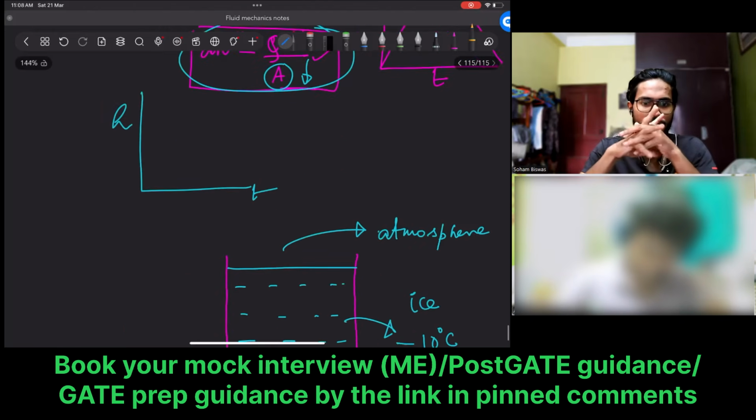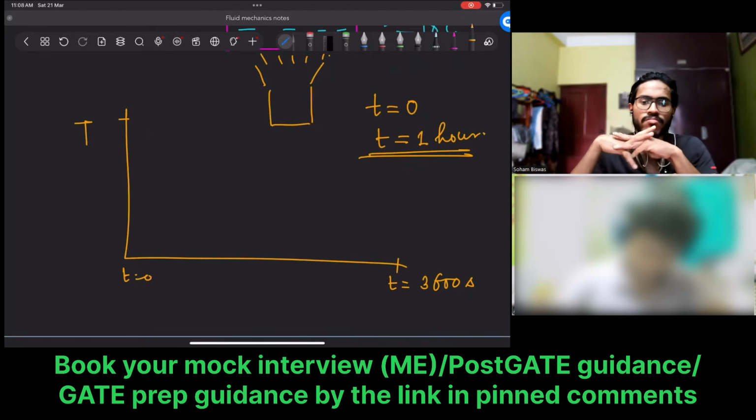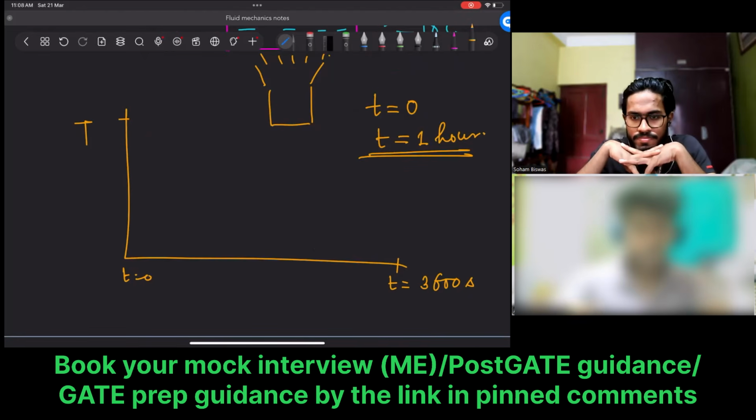Then after here, temperature versus 300. Okay, after 1 hour, what will be the temperature?